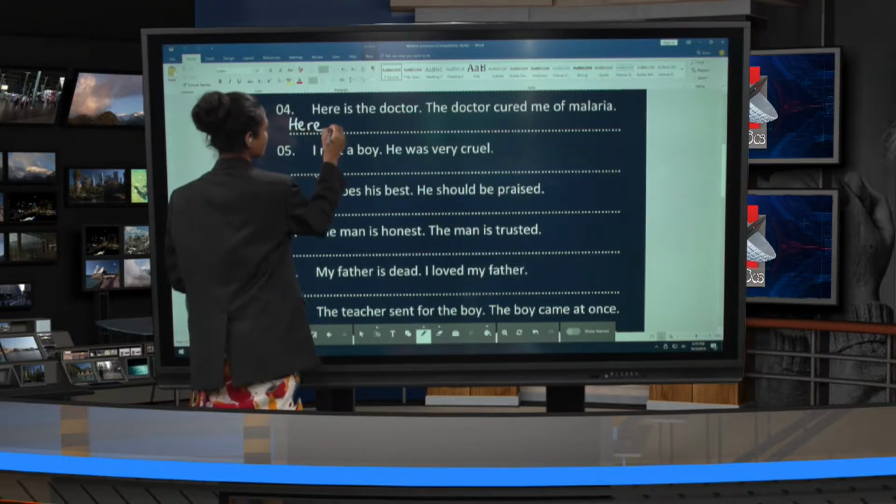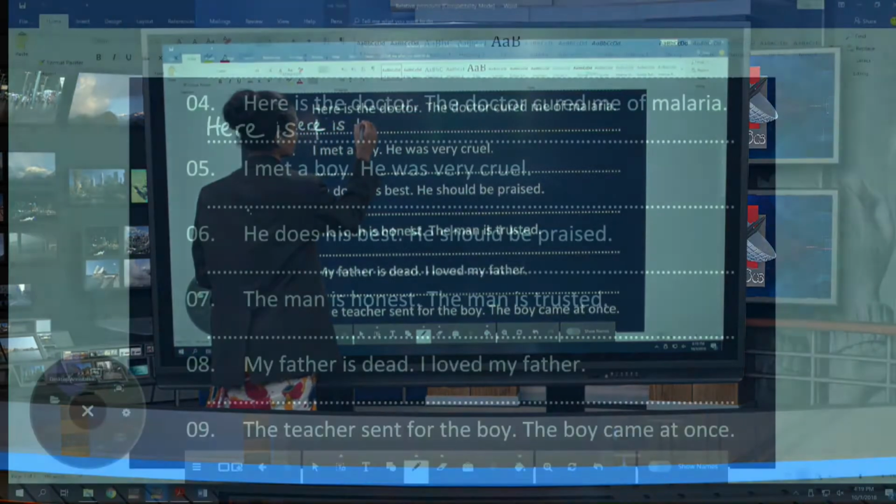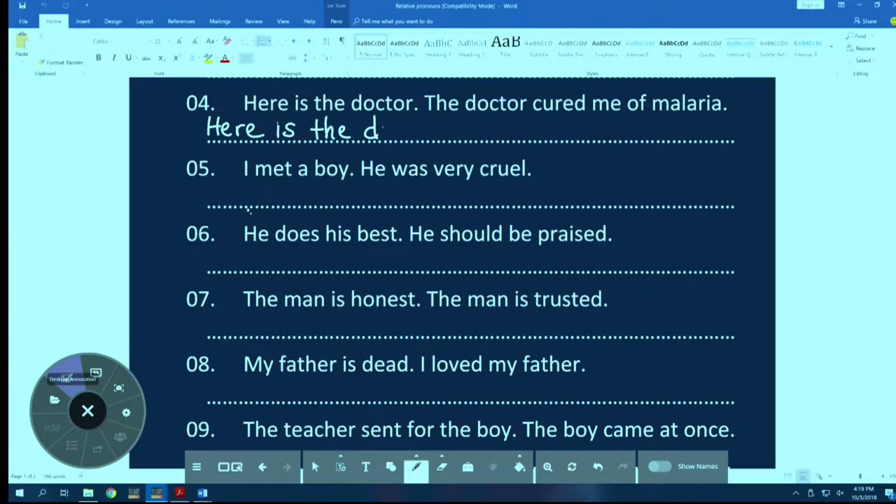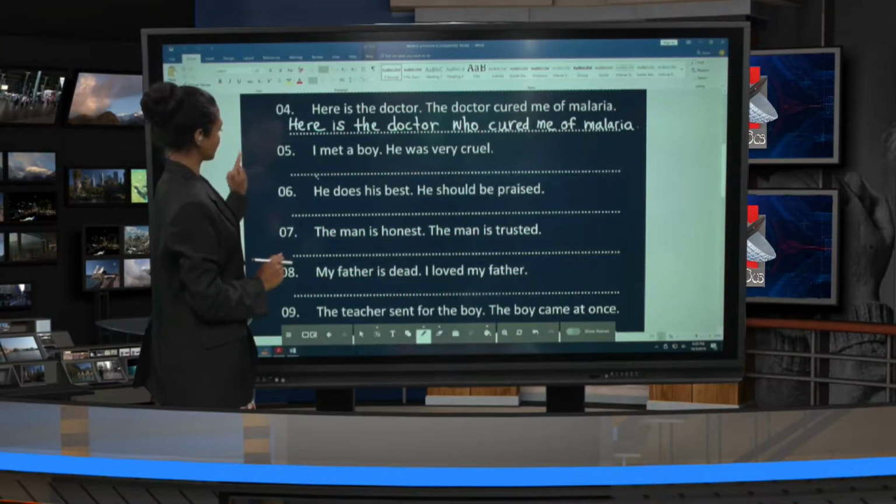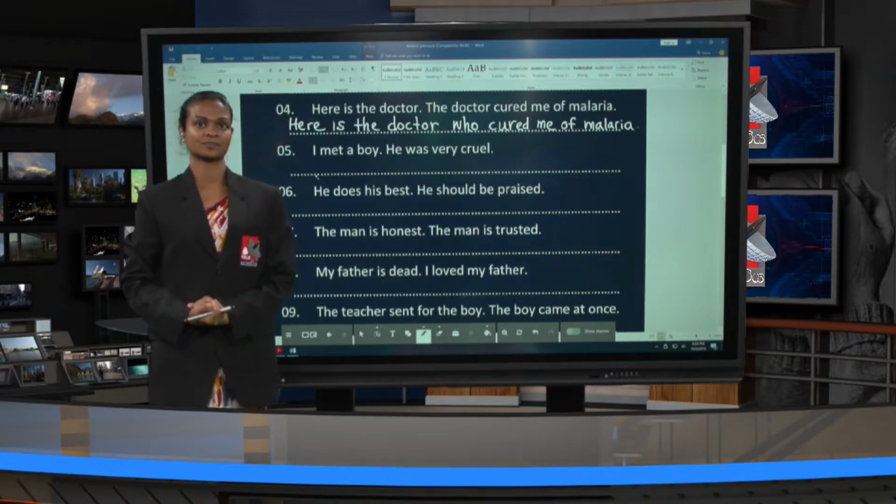Here is the doctor. Here is the doctor who cured me. Who cured me of malaria. Here is the doctor who cured me of malaria. Then you may do 5th, 6th, 7th and 8th.